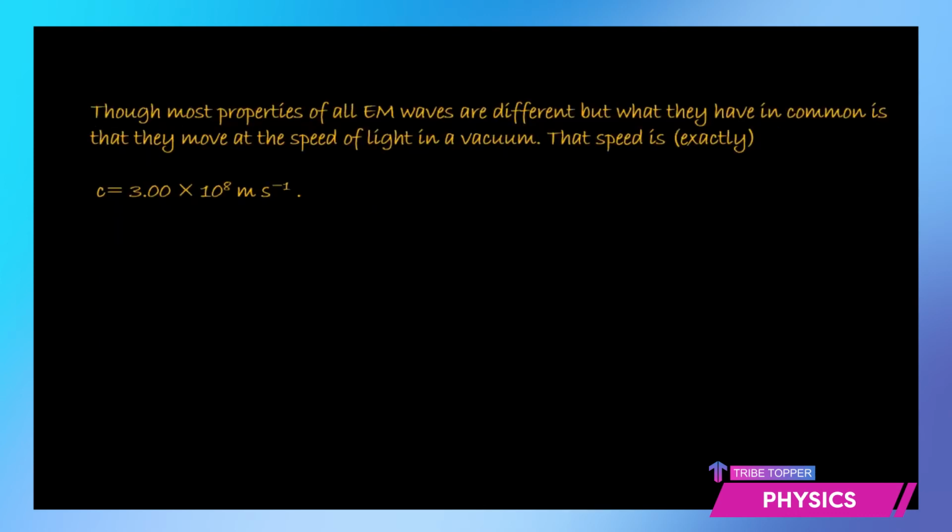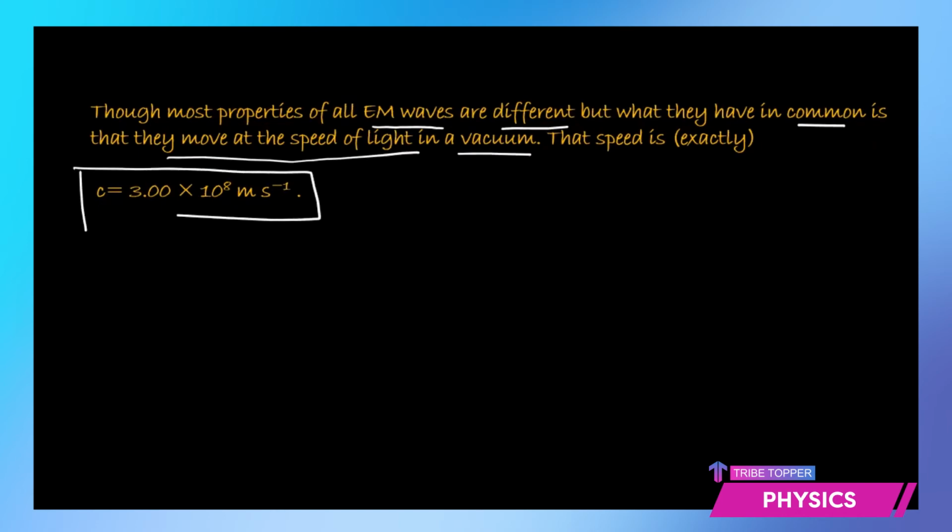Something important about EM waves: though most of the properties of EM waves are different, they do have something in common as well. They all move at the speed of light in a vacuum, which is exactly 3 into 10 to the power of 8 meters per second. So irrespective of the type, their frequency and wavelength, all EM waves move at the speed of light, which is 3 times 10 to the power 8 meters per second.